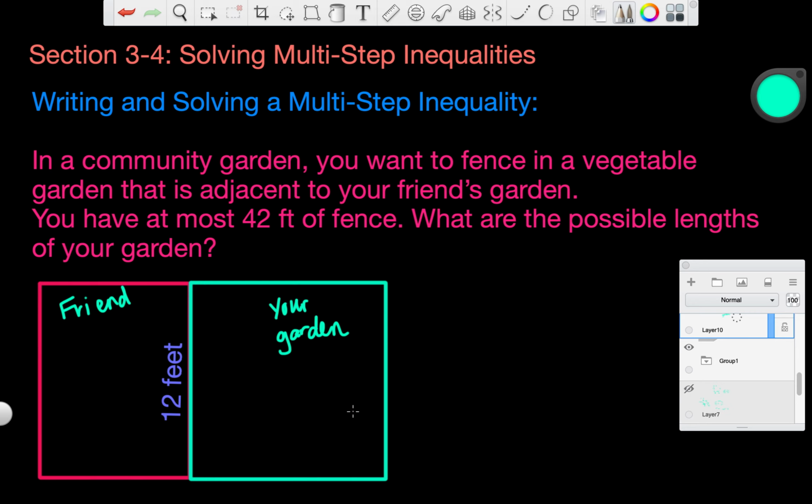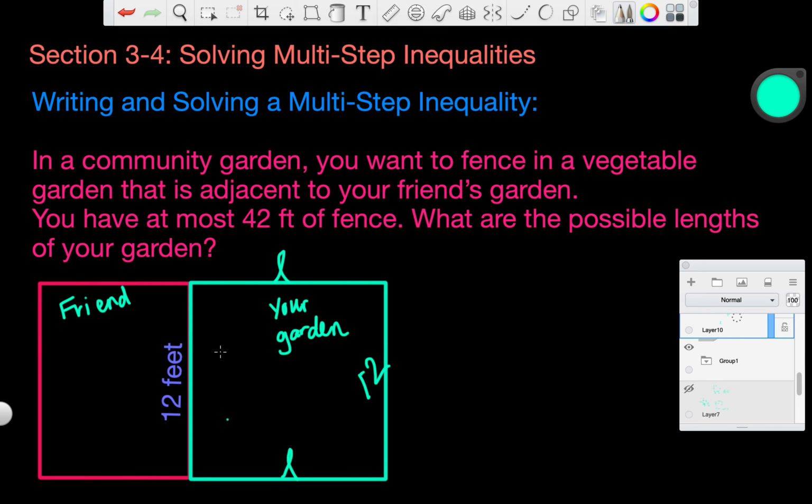So we have at most 42 feet of fence, and then it wants to know what are the possible lengths of the fence in the garden. So based on the friend's garden, we know that this width is 12, which means that this width is also 12. And we're not sure about the length, but we know that it's the same on the top as it is on the bottom. And it wants to know the possible lengths of this garden, being that we only have 42 feet of fence. So when we're talking about fencing something in, we're talking about the outline of whatever area we're talking about, which is perimeter.